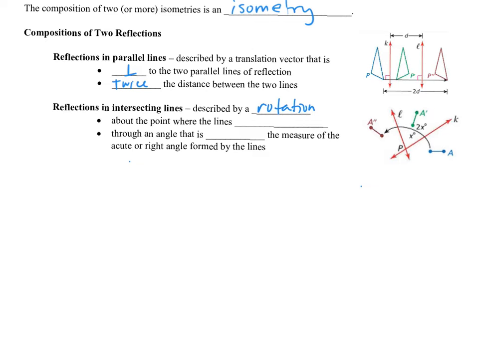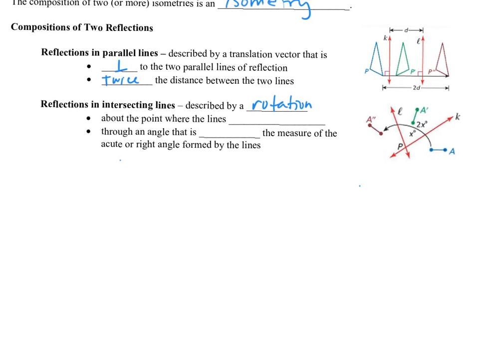Now, that rotation will be about the point where the lines intersect. So you can see how the two lines of reflection intersect at point P, and that's what we're rotating this blue line segment about. And then secondly, we will rotate through an angle that is twice the measure of the acute or right angle formed by those two lines of reflection. So these two lines of reflection intersect, they form this angle X. The angle of rotation then is going to be 2 times X.